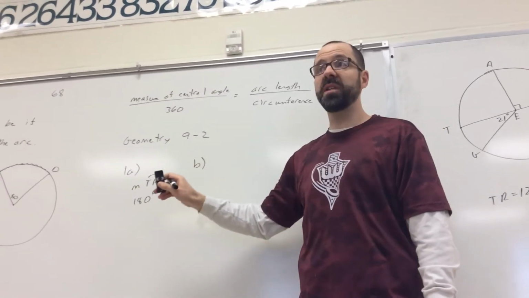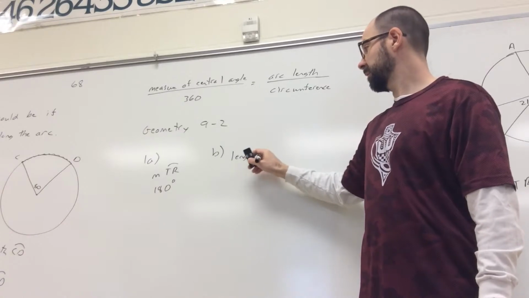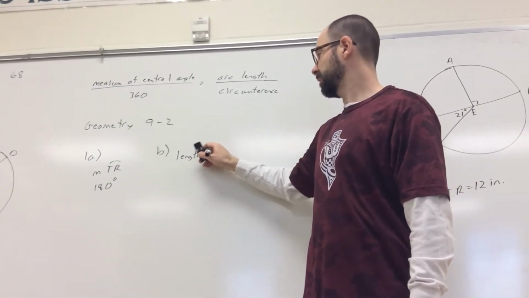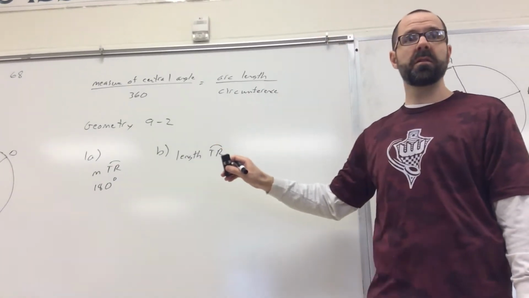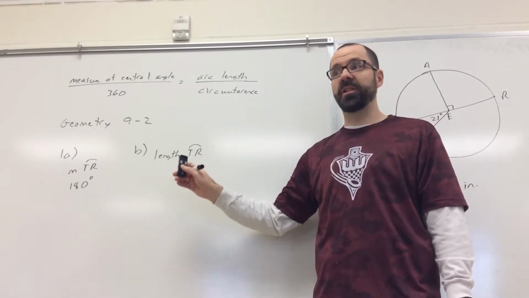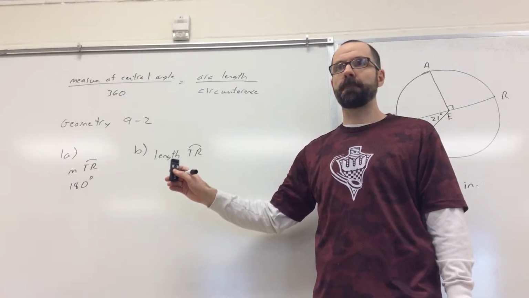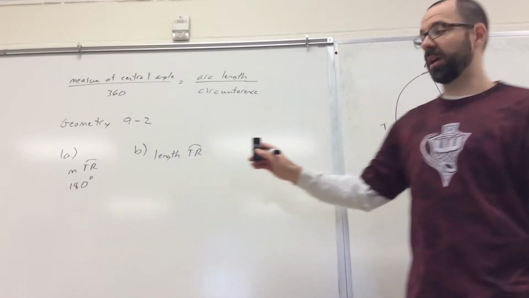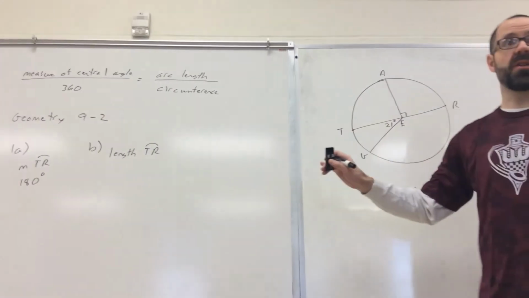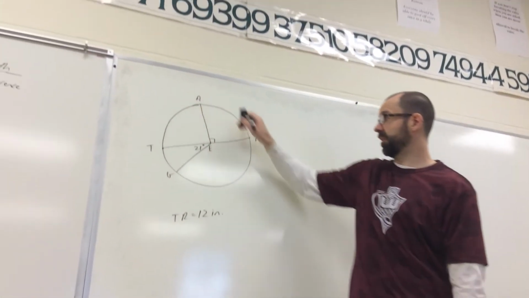Okay, but then part B wants to know the length of TR. And that's asking for how many inches it is, not how many degrees it is, but how many inches it is. Okay, before we can figure out the length of TR, we need to know the length all the way around the circle.